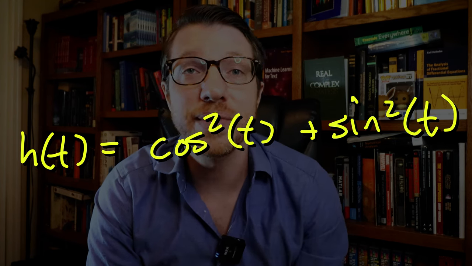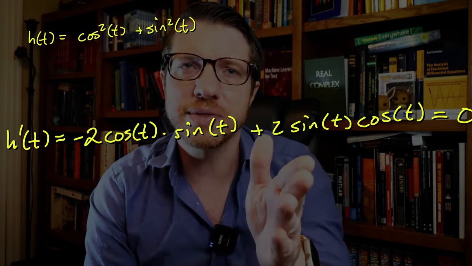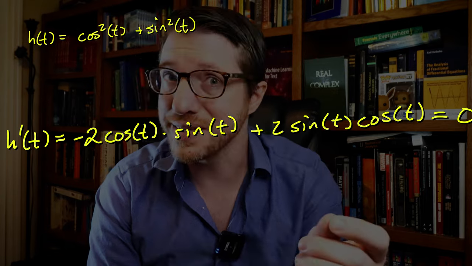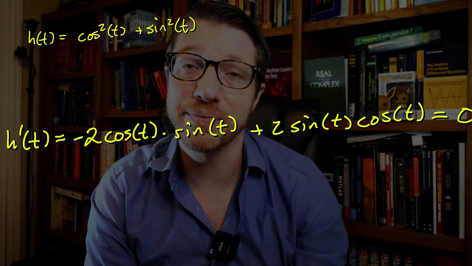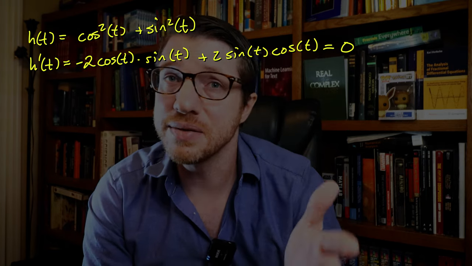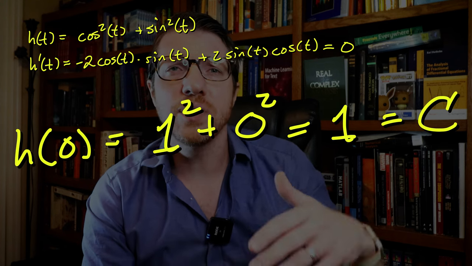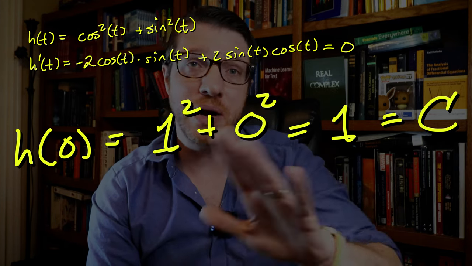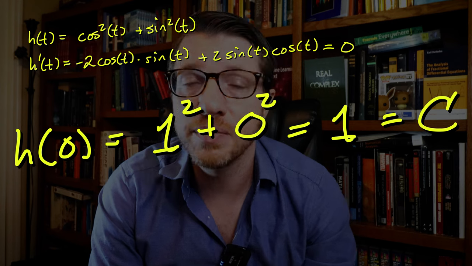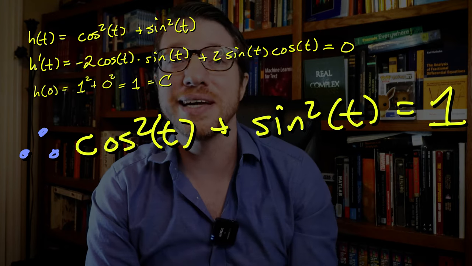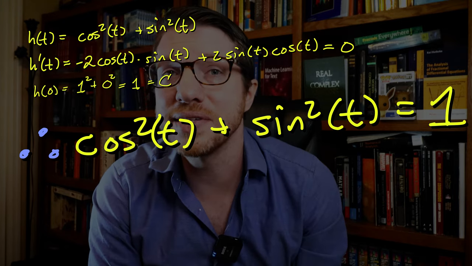So we set h of t is equal to cosine squared of t plus sine squared of t. And let's take its derivative. The chain rule comes in here, and we see that h prime of t is equal to minus 2 cosine of t times sine of t plus 2 sine of t times cosine of t, which is 0. Hence, h of t is equal to a constant, and we can find that constant by setting t equal to 0. We know that cosine of 0 is equal to 1 and sine of 0 is equal to 0 by our definition of the initial value problem in our power series, so that tells us that h of t itself must be 1 for all t, which means that cosine squared plus sine squared is equal to 1 for all t, and so the point cosine of t, sine of t is on the unit circle.